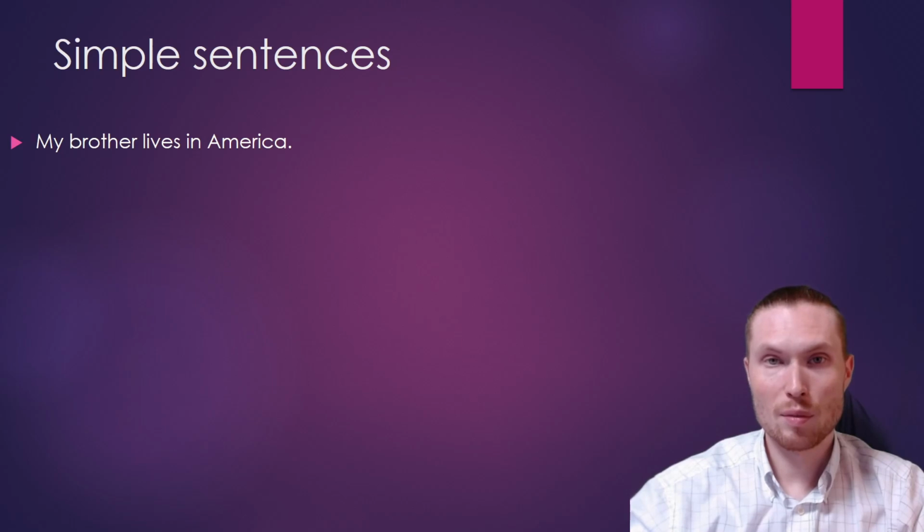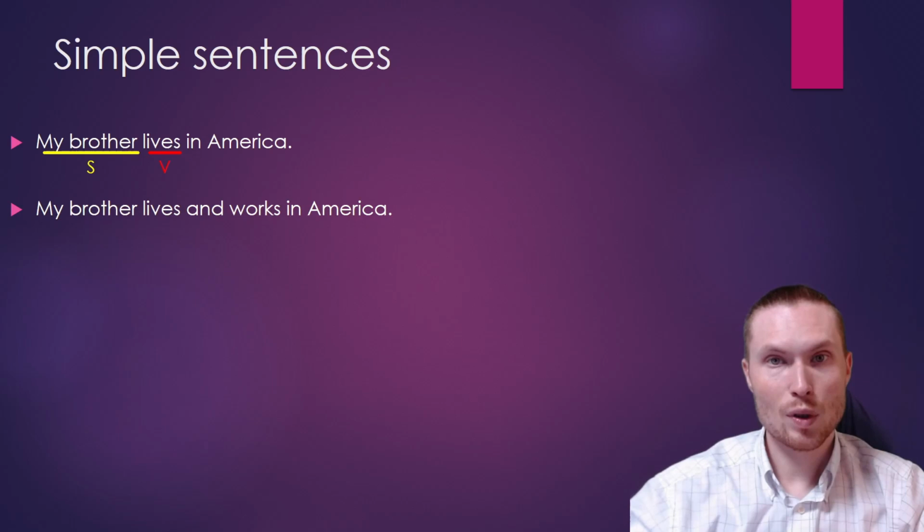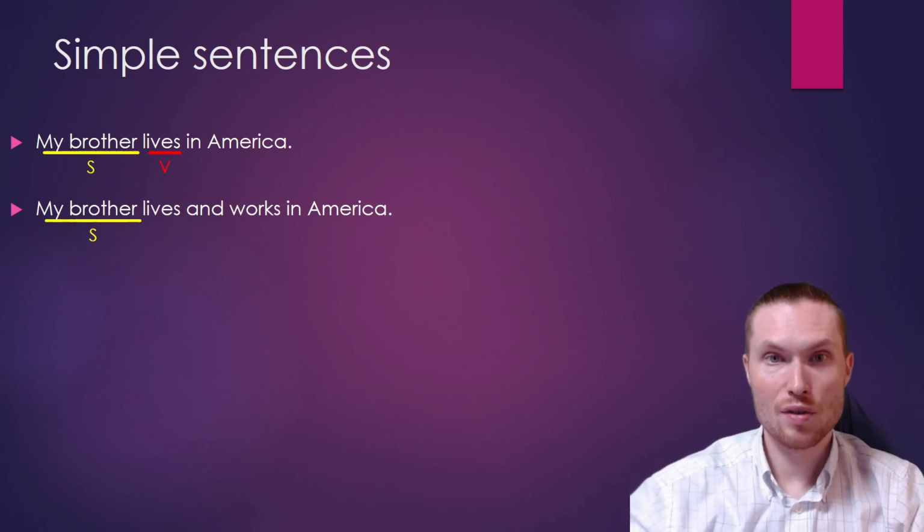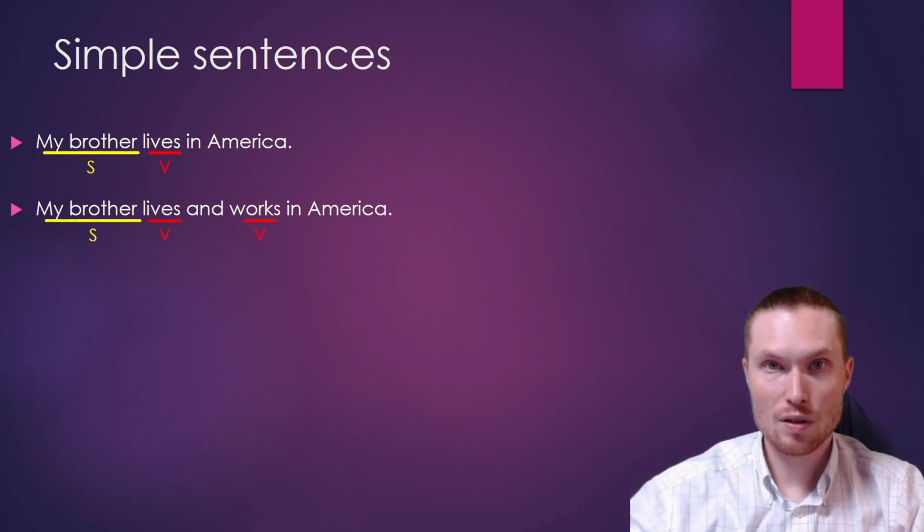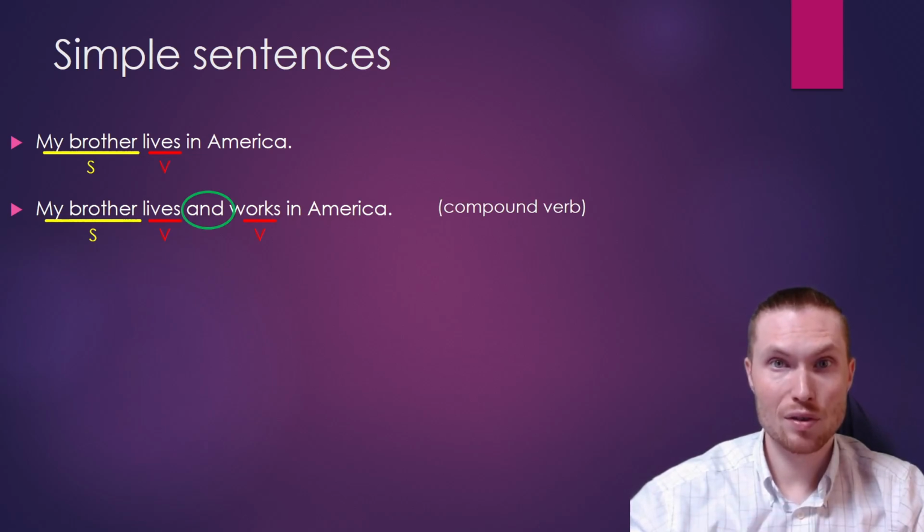My brother lives in America. The subject, my brother, verb, lives. So single subject, single verb. My brother lives and works in America. My brother is the subject again, but this time there's a compound verb, lives and works. So there's 2 verbs connected by and. And so this is an example of a compound verb, but this is still a simple sentence.